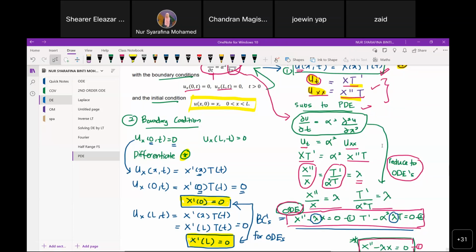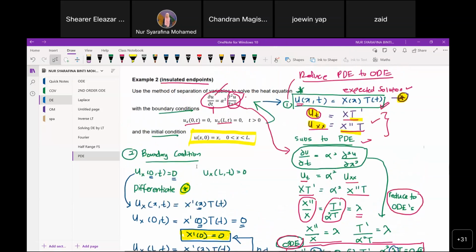All right. And then we proceed with our second step. So we reduce the PDE to ODE. Remember, this is a problem involving a PDE, and of course the condition here is for the PDE. So now we reduce this PDE to ODE, so we have to modify the condition of this PDE to an ODE condition.